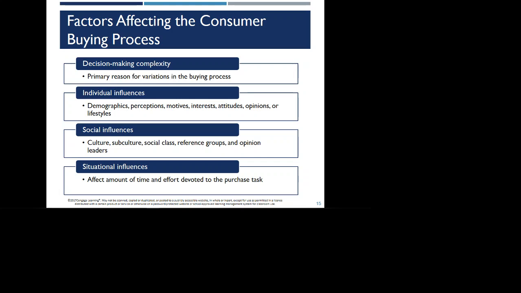Okay. Something you don't see listed here is marketing. Of course, marketing is also a factor that impacts the buying process. In marketing, we try to get into your evaluation of alternatives stage and your purchase decision stage and all of those types of things.